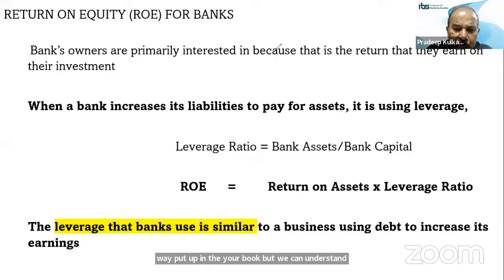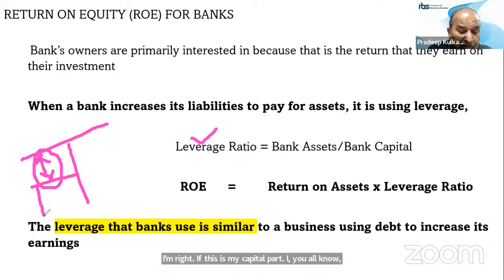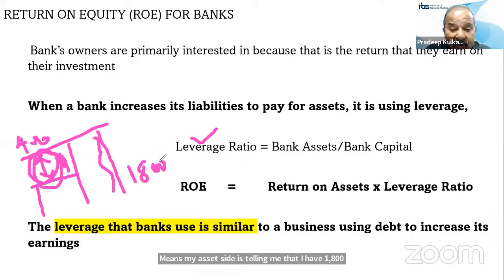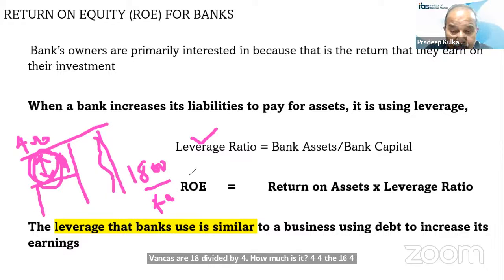Now, return on equity is put up in a bit complicated way in your book, but we can understand it like this. First of all, we have to understand what is meant by leverage. In my bank's balance sheet, this part is my capital part. You all know this capital part for a bank is always very small, whereas we do the business on the deposit money. Our assets are built not so much on our money, but more on deposit money. Let us say my money is 400 and I am building the assets, meaning my asset side is telling me I have 1800 worth of assets. Means what? Bank assets 18 divided by 4, how much is it? 4 fours are 16, 4 fives are 20, so 4.5 is my leverage.